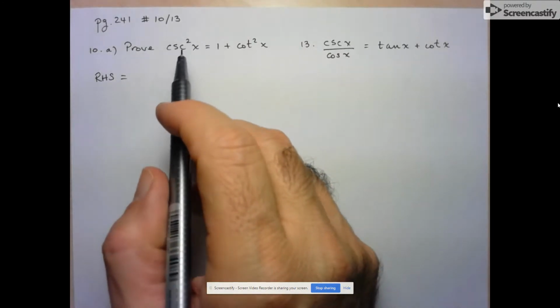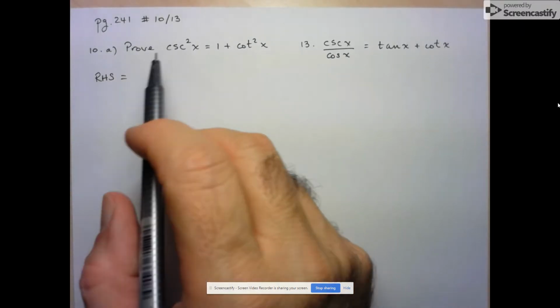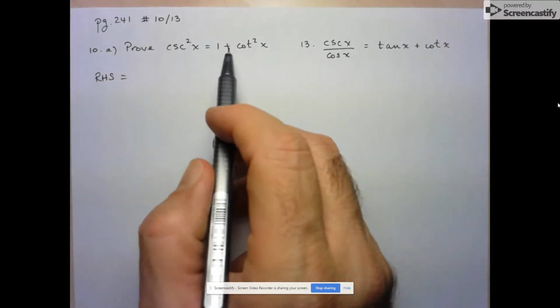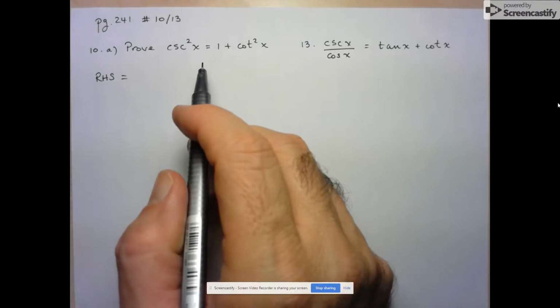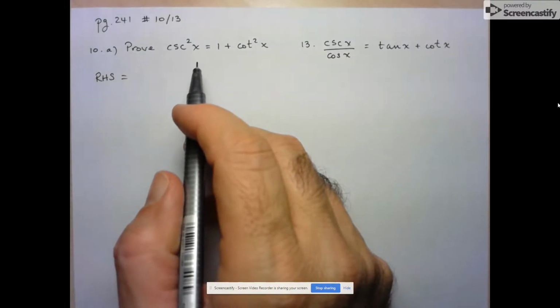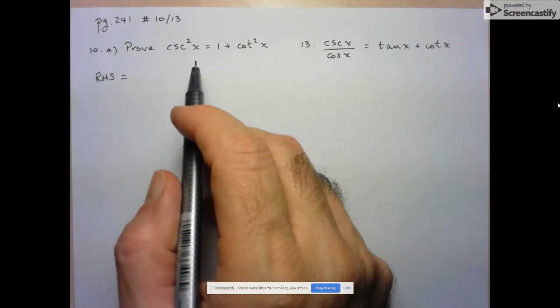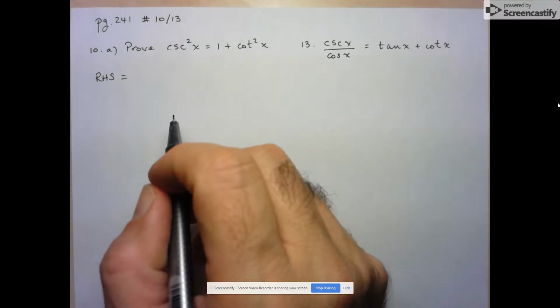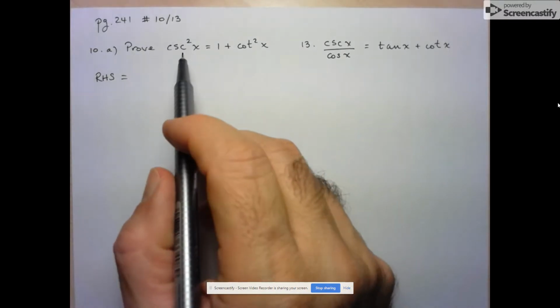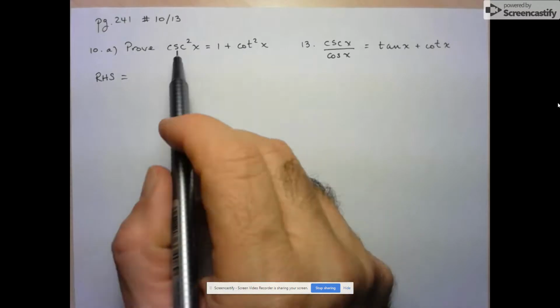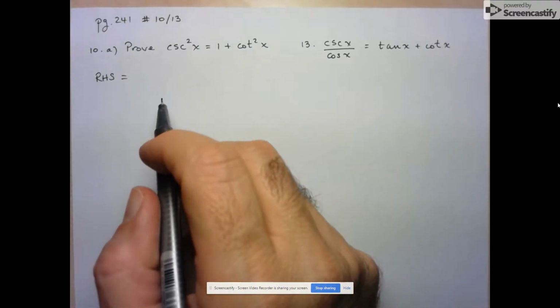So I notice here that I'm working with cosecant and cotangent. I'm choosing to start with the right-hand side. I just think there's a little more I can do here. And one thing that we often do, because we're used to working with sine and cosine, is turn these types of trig expressions into expressions using sine and cosine. All right, and that's what I'm going to do here.